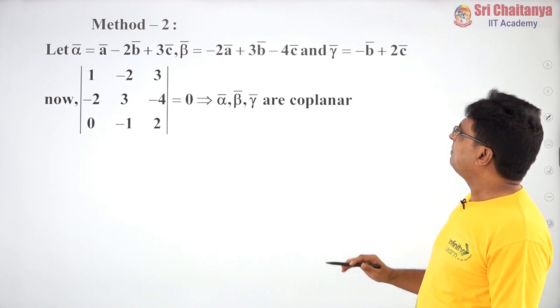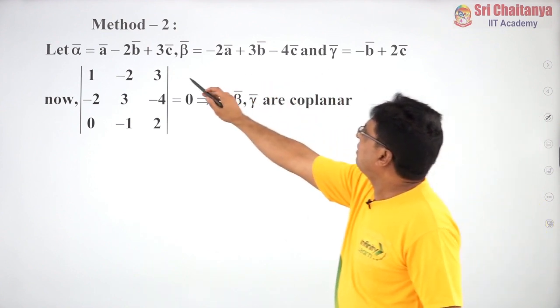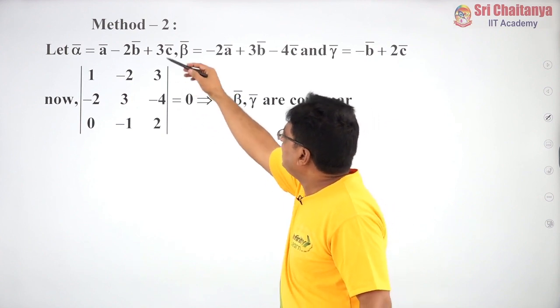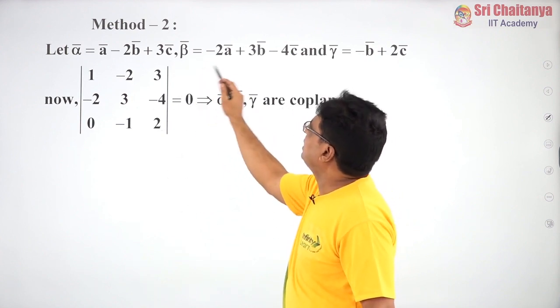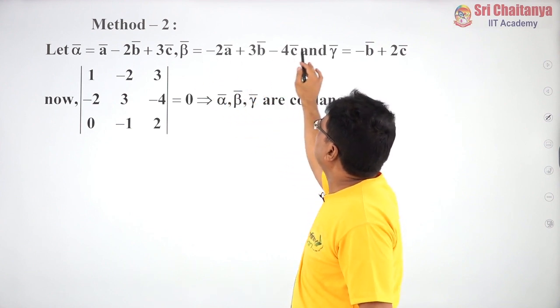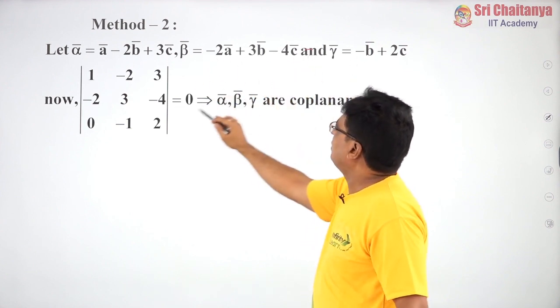Okay. Another method is, say take alpha bar equal to like this, beta bar equal to like this, gamma bar equal to like this, and take the determinant directly. This is 1 minus 2 3, the coefficients of a bar, b bar, c bar, and the second vector this one and the third vector this one.